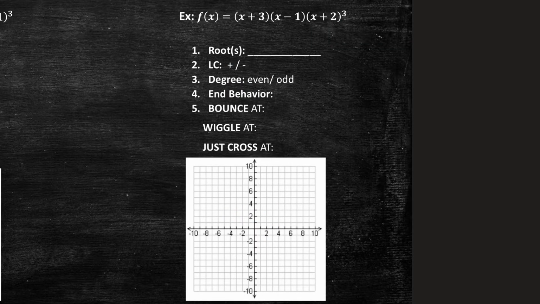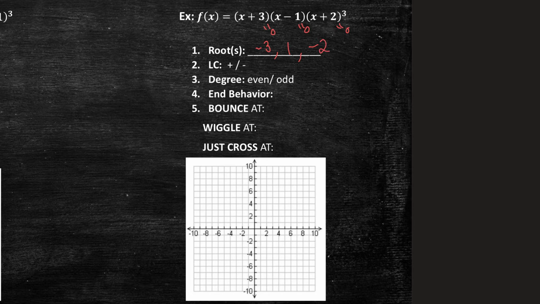All right, here's our last example. We have f of x equals (x plus 3) times (x minus 1) times (x plus 2) cubed. So if we set those equal to 0, we've got x plus 3 equals 0, which would give me a root at negative 3. We have x minus 1 equals 0, so that would give you a root at positive 1. And x plus 2 equals 0 would give you a root at negative 2.